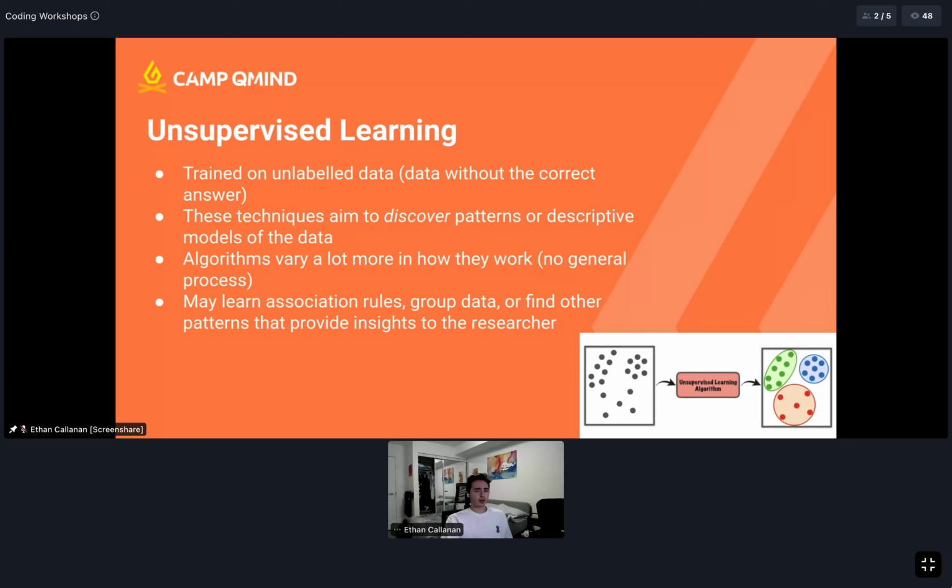They're all very different, but they may operate by learning association rules. They may try to group data. They may be finding other patterns that provide you insight. Some common algorithms for unsupervised learning include the Apriori algorithm, k-means clustering, principal component analysis, singular value decomposition, and autoencoders. If any of you have taken some more advanced linear algebra courses, you might recognize some of those terms. They're from a lot of those kinds of statistical analysis.